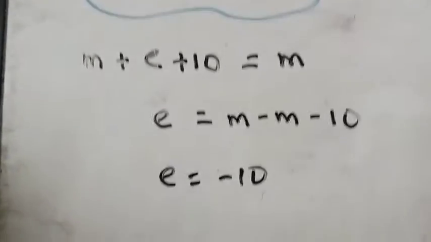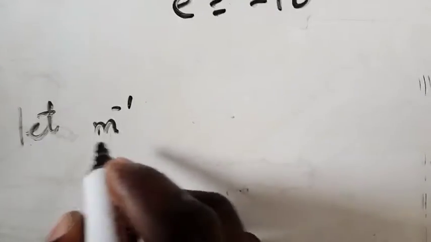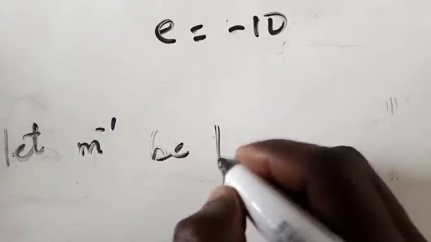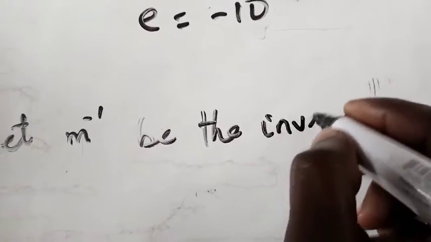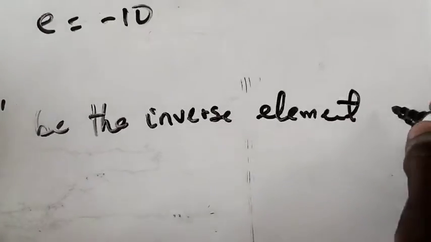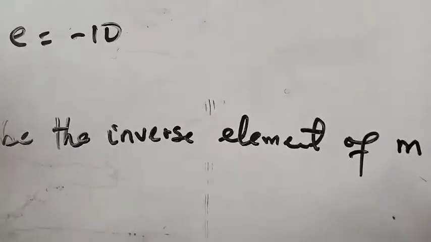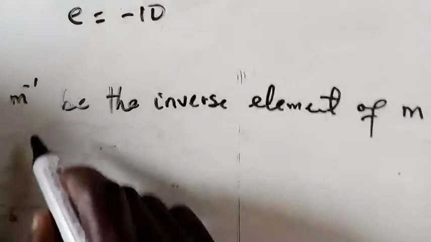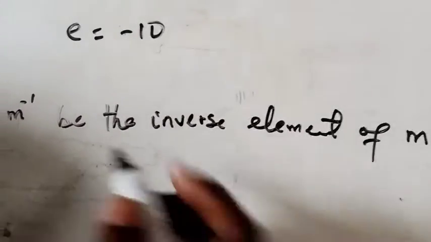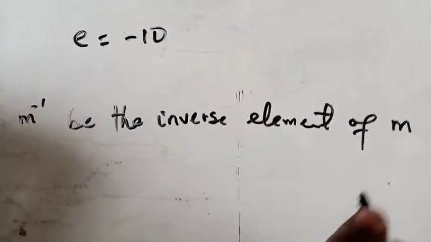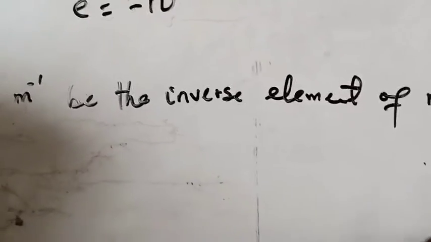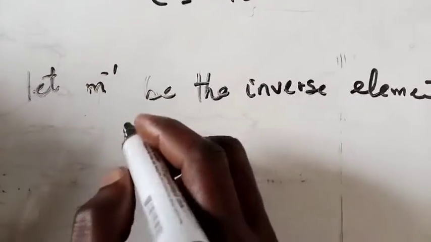So if I say let M inverse, this is just the notation. M inverse be the inverse element of M. The definition is very, very important. Consider this one to be the inverse element for M, not for the whole set. So the inverse is for just one particular number, and that number here is just M.